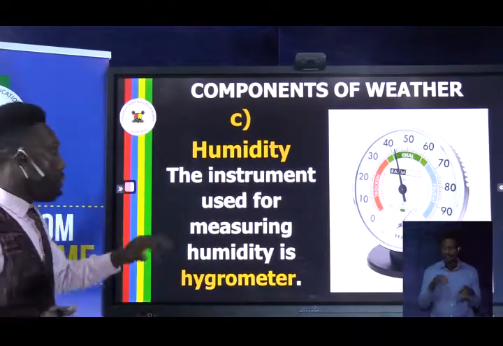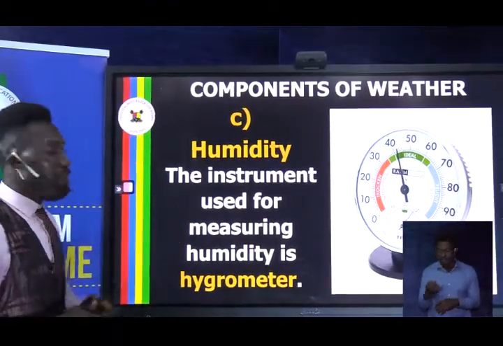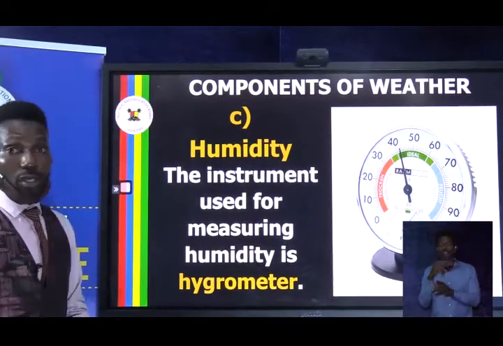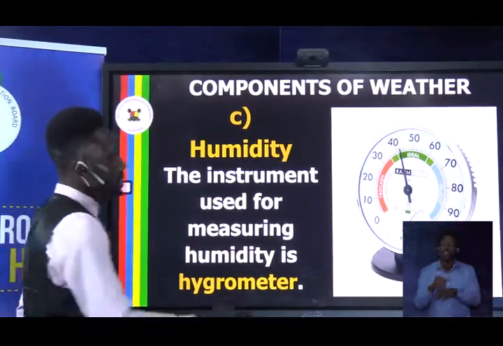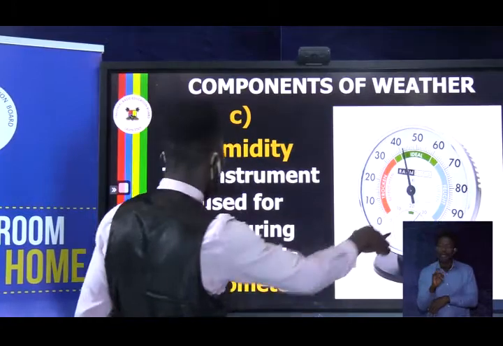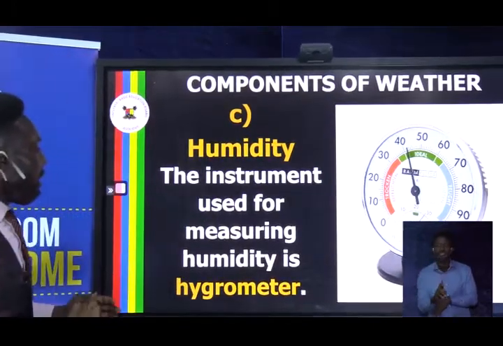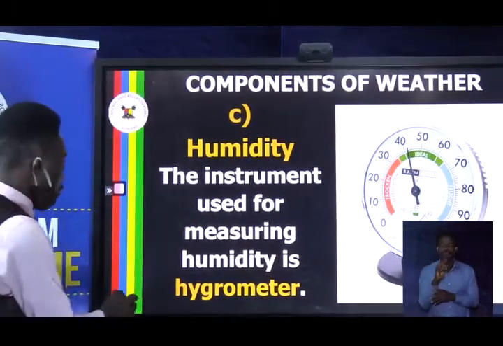What instrument do we use? The instrument used for measuring humidity is hygrometer. Hygrometer. And this is the diagram of a hygrometer. It measures the humidity. That's the instrument.